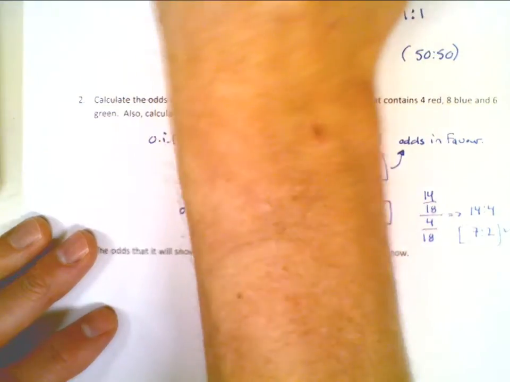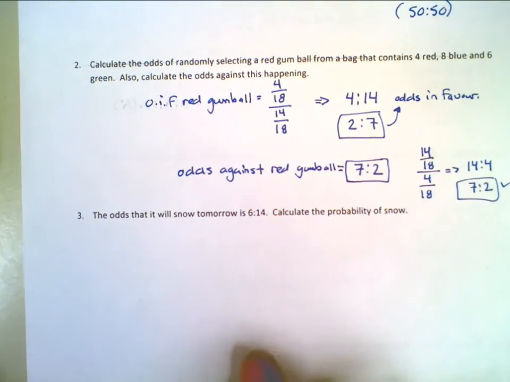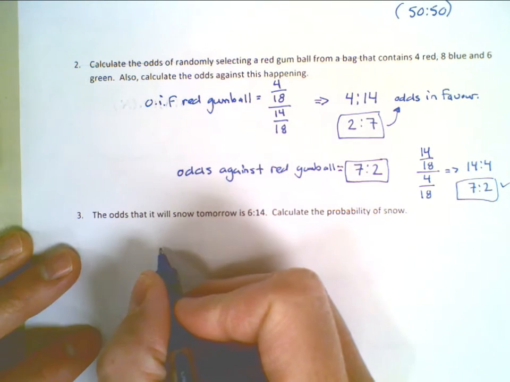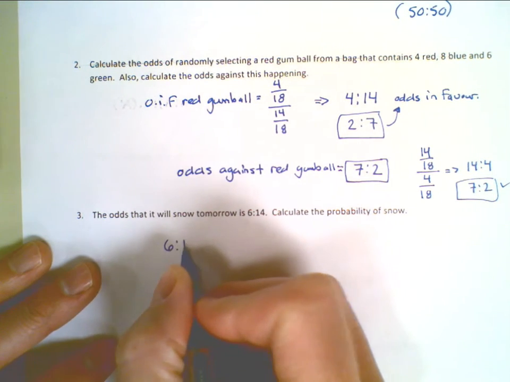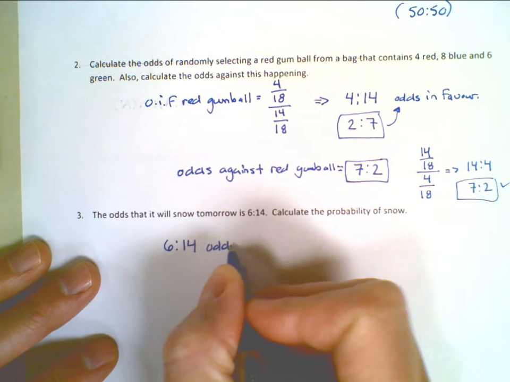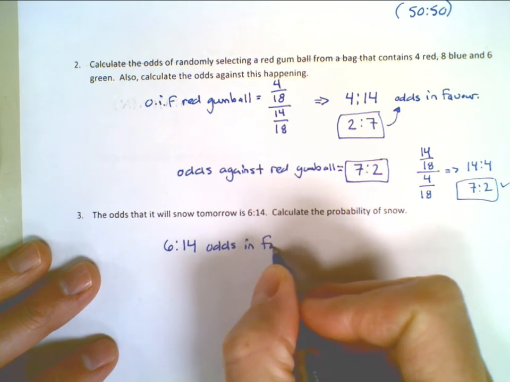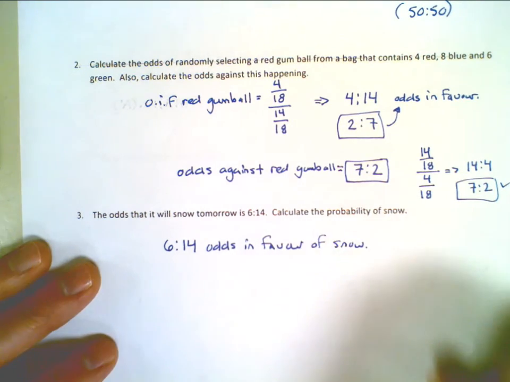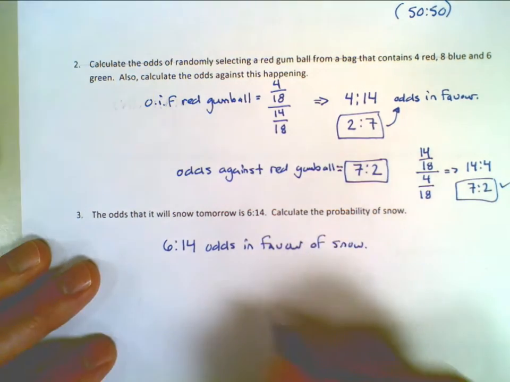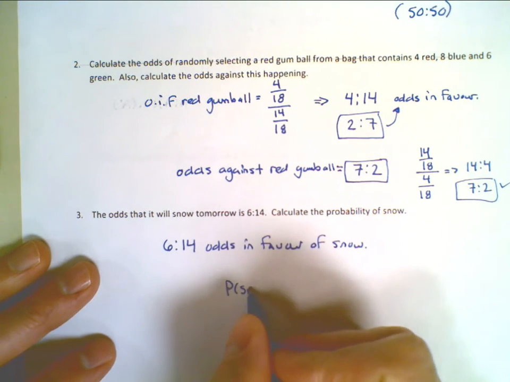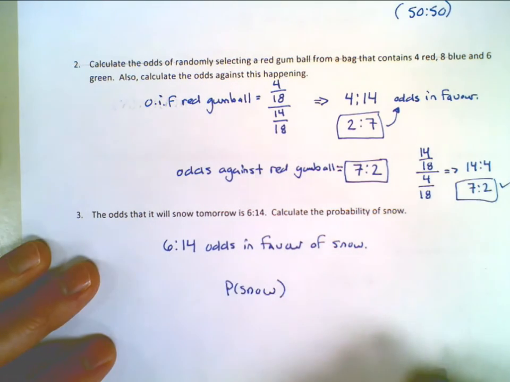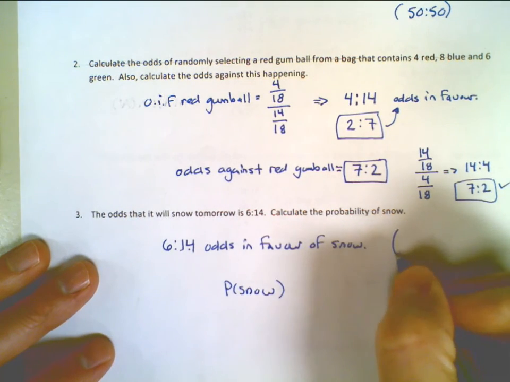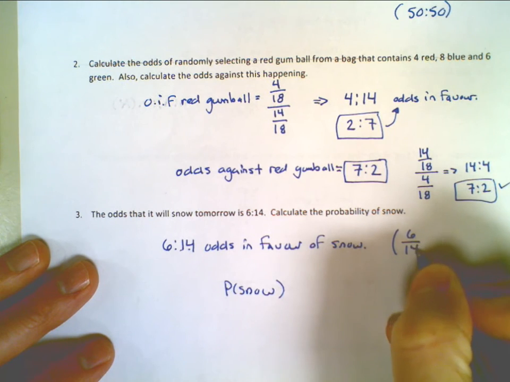Okay? So the next part is the odds that it will snow tomorrow is 6 to 14. So 6 to 14 odds in favor of snow. So calculate the probability of snow. Well, to find the probability of snow, it says if we write this as a fraction, 6 to 14, we can write it as 6 to 14.